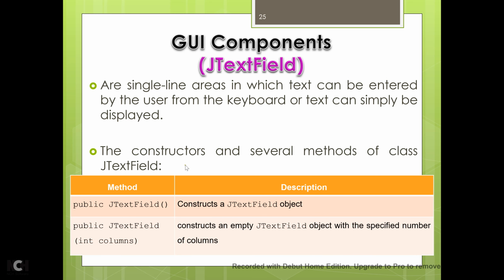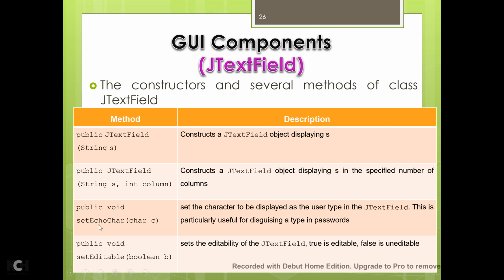And then another normal constructor. Another normal constructor, we have a few. A method set echo char, set editable. So you may want to try out, maybe you would like to observe what will happen if you employ these methods when you use the JTextField.